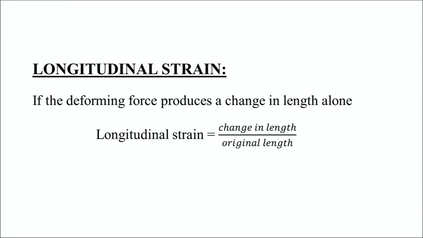Now, we will continue with the types of strain. So, the very first type is the longitudinal strain. Longitudinal strain deals with only a one-dimensional solid object. It states that if the deforming force produces a change in the length alone, only the length, it means the breadth should be negligible. And when we think of something which has a length and a negligible breadth, we come across the very first idea of a thin wire.